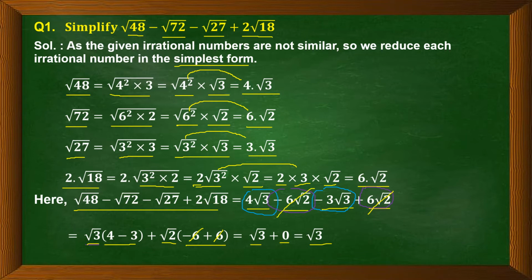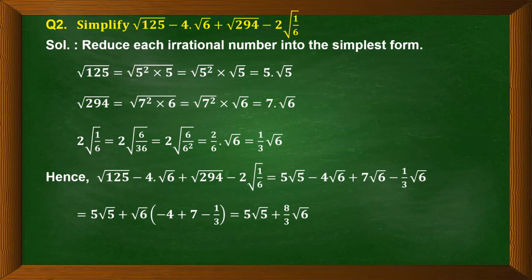Now let us take up second question. Simplify square root of 125 minus 4 root 6 plus square root of 294 minus 2 into root of 1 by 6. Now each of these irrational numbers are not similar, so we shall convert into simplest form.